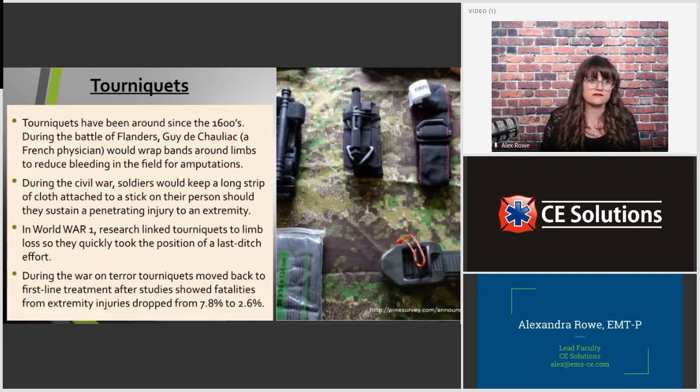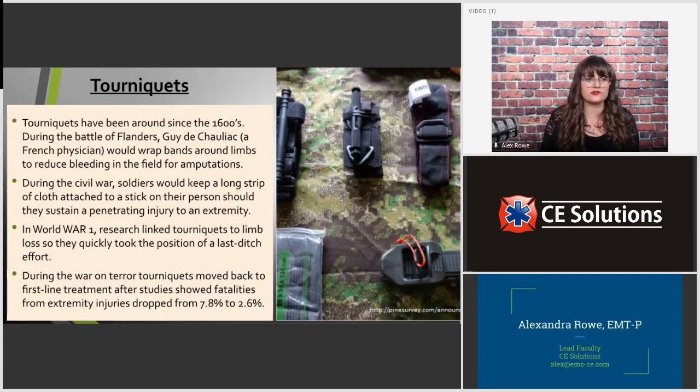Tourniquets, so they've been around since the dawn of time, basically, with just using either a belt or a triangle bandage, a bandana, anything like that can be used as a tourniquet. Now we have commercial tourniquets that are a little bit easier to use and a little more effective. So it gives you an example here. During the Battle of Flanders, there's a French physician that would wrap bands around the limbs to reduce bleeding in the field for amputations. Again, your body's going to naturally help shunt, but also he recognized, well, when you cut off a limb, you're going to have to stop the bleeding.